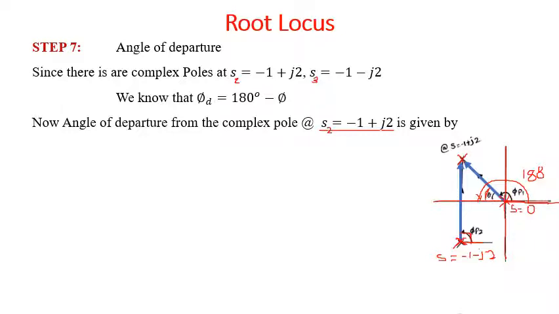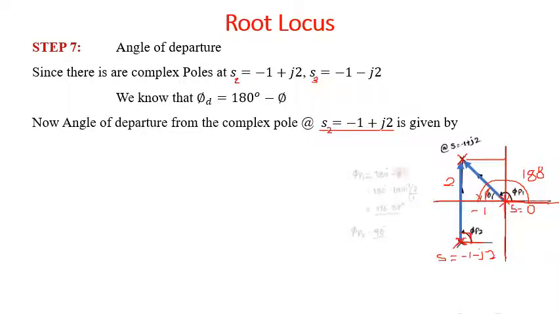So here, minus 1 is this distance, as we know. And this J2 is this distance. The height of this one is 2. So from the trigonometric ratio, we can find that theta is equal to tan inverse of 2 divided by 1. From there we can get it.